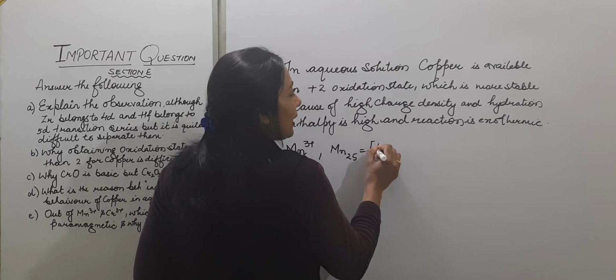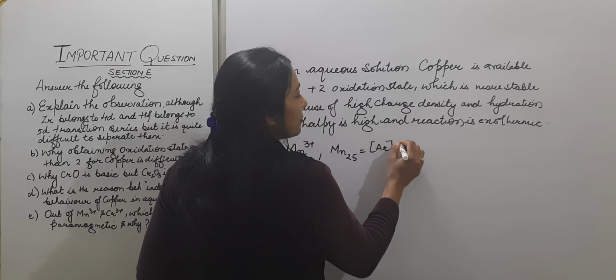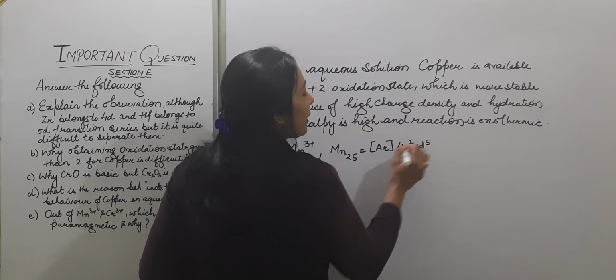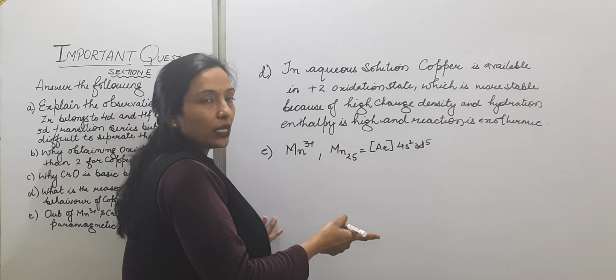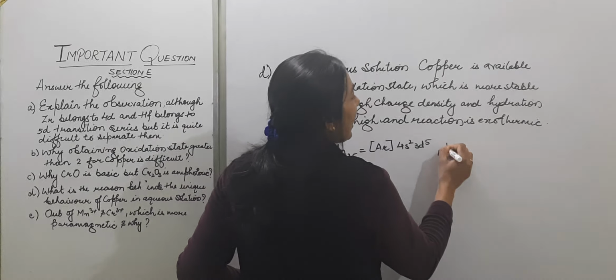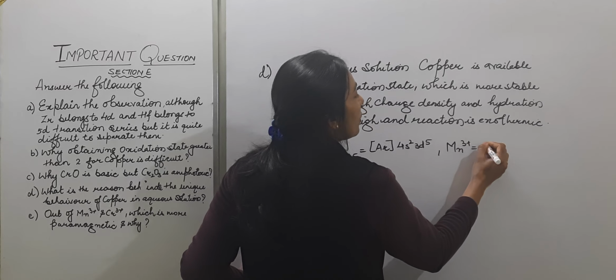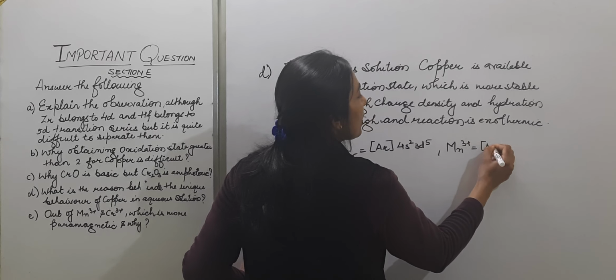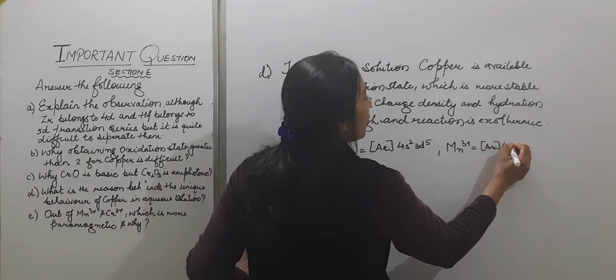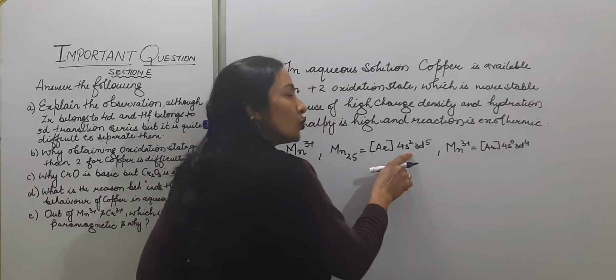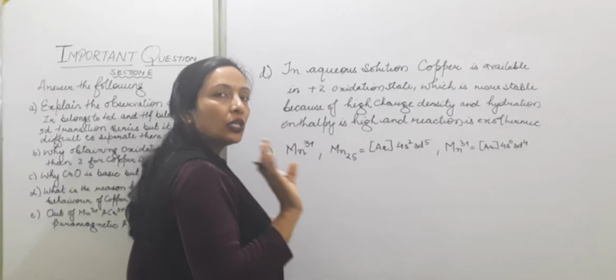ग्राउंड स्टेट पे इलेक्ट्रॉनिक कन्फिगरेशन आर्गन 4s2 3d5, ये ग्राउंड स्टेट पे इलेक्ट्रॉनिक कन्फिगरेशन है. एट थर्ड आयनिक स्टेज, व्हाट वुड बी द इलेक्ट्रॉनिक कन्फिगरेशन? आर्गन 4s0 3d4. 2 यहां से ले लिए, एक हमने 3d से ले लिया.